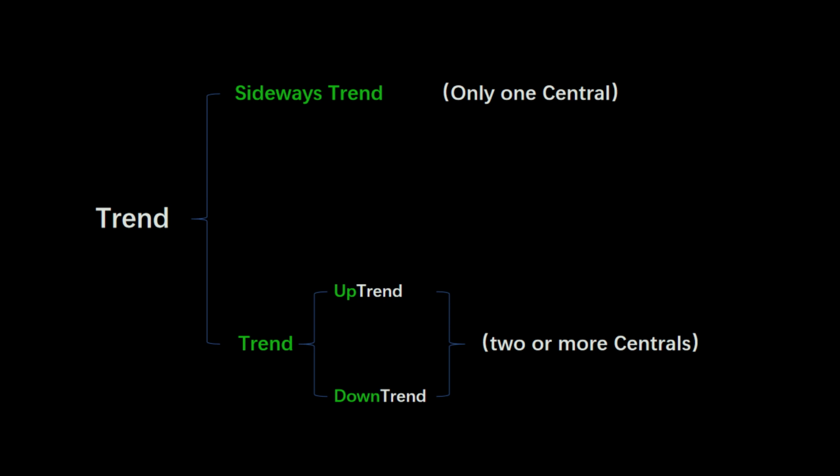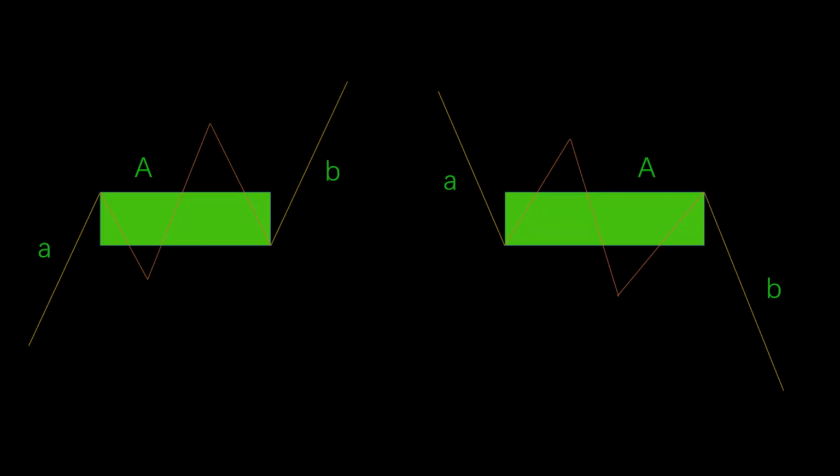Usually, more than 90% of movements have two centrals, unless they are at the 5-minute and below 1-minute level, where there will be 3 to 5 centrals. A is the entry segment, and A is the interval of the central, overlapping area. B is the exit segment. The level of A is greater than the level of A and B, because A is consisted with at least 3 segments. There is only one central here, so this is sideways trend. The formula is A plus B.